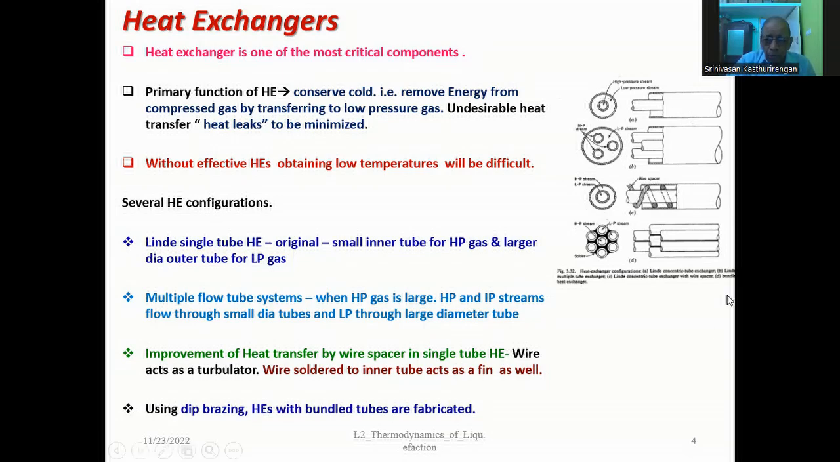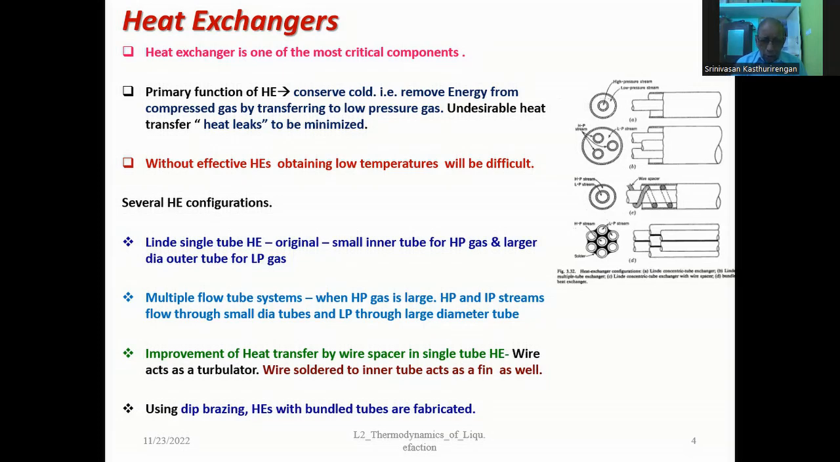We can add more number of tubes in the same enclosure of the low pressure tube. So we can have multiple high pressure tubes inside a larger diameter low pressure tube. So this is another configuration of the heat exchanger. To increase the heat transfer, one can add additionally a wire in the interspace between the high and low pressure tube. You can introduce a wire, and this wire can make sure that your heat transfer is improved because of turbulence.